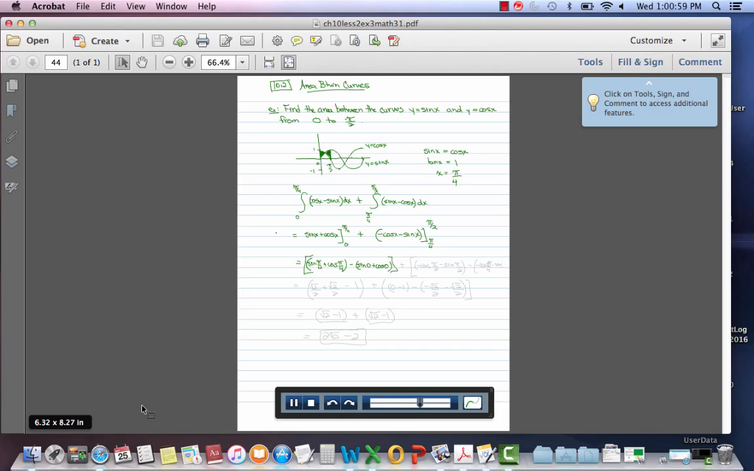That's the first piece of the area. And the second piece of the area is going to be negative cos of pi over 2 minus sine of pi over 2, and then that minus negative cos of 0 minus sine of 0. So once people get the hang of the antiderivative or integral piece of this, the keeping track of brackets and negative signs becomes probably the hardest part of this question.